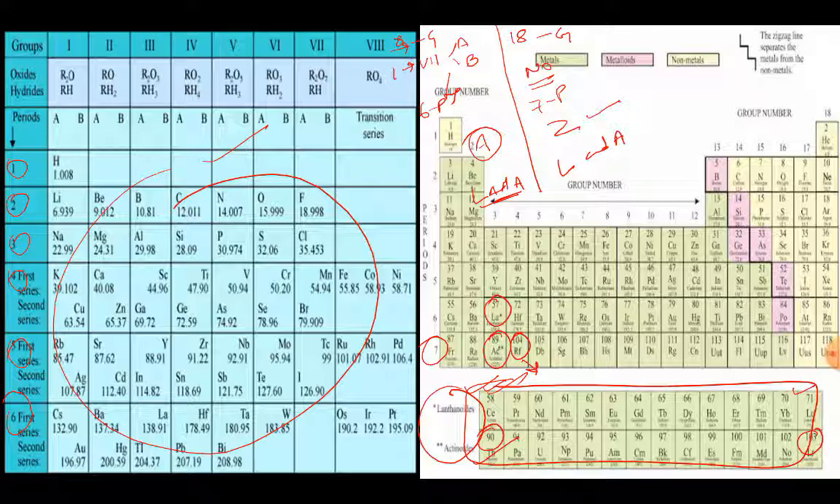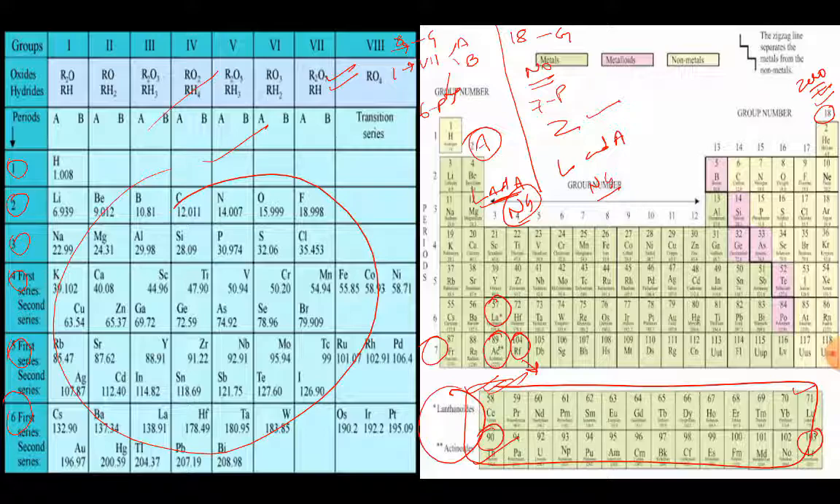Next difference can be that in the Mendeleev's periodic table, noble gases were not discovered at that time. So actually in the Mendeleev's periodic table, we cannot see the place for noble gases. But when the modern periodic table was framed, the noble gases were discovered and they were placed in group 18, which is sometimes also called the zero group. And the last and very very important difference, that Mendeleev's periodic table was given by Dmitri Ivanovich Mendeleev, and the modern one was given by Henry Moseley and Niels Bohr.